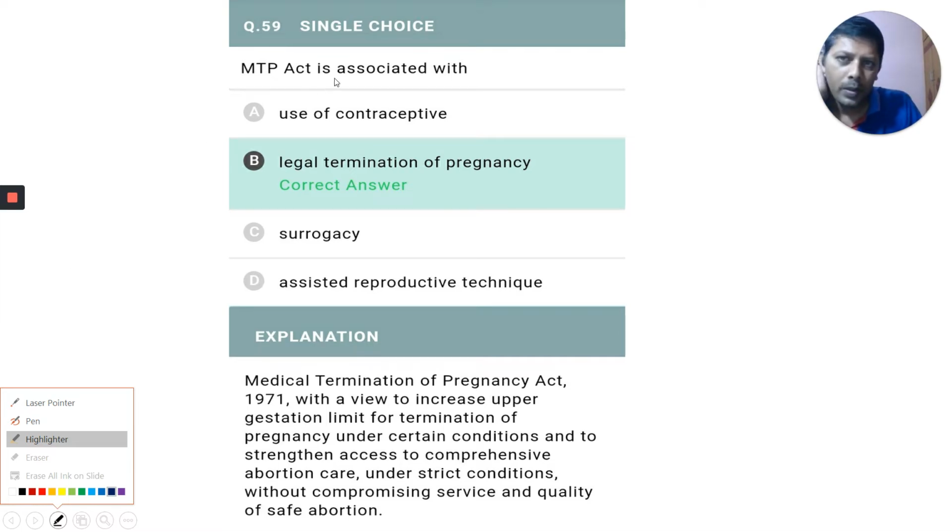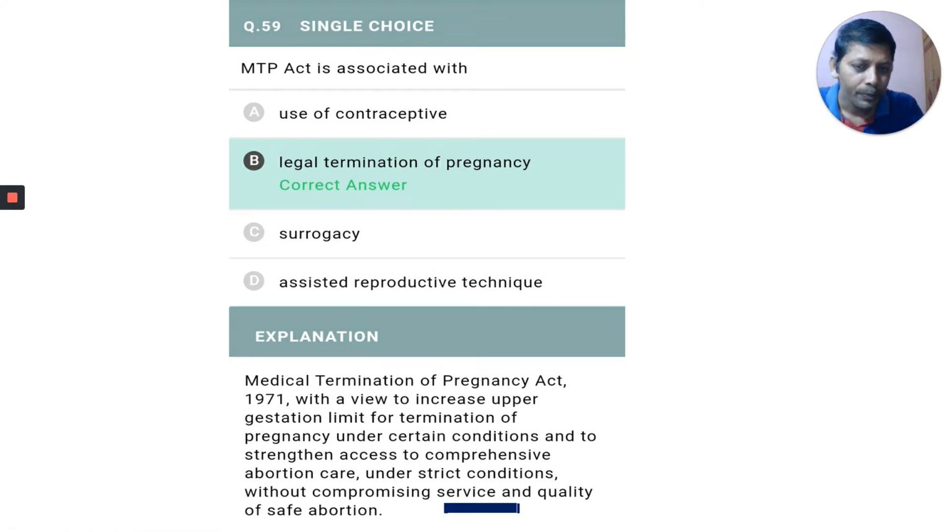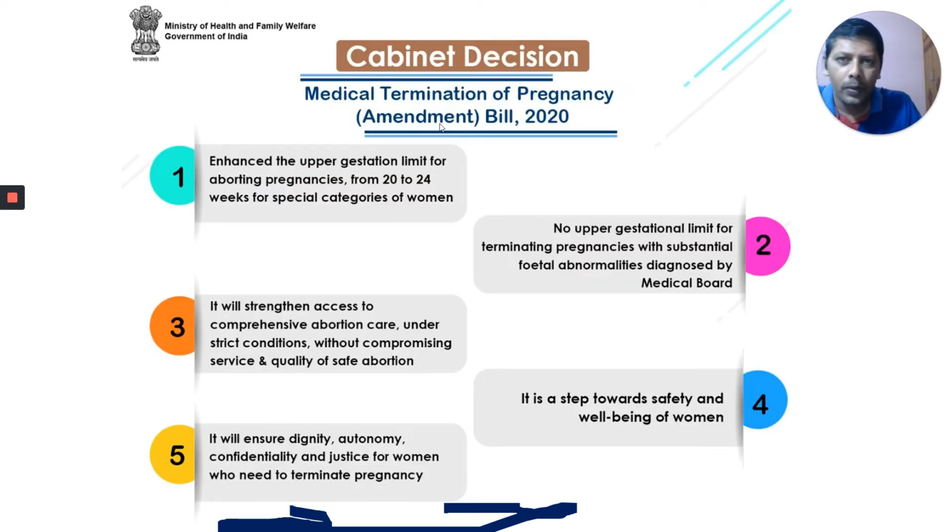Pregnancy Act 1971, with a view to increase the upper gestation limit for termination of pregnancy under certain conditions and to strengthen access to comprehensive abortion care under strict conditions without compromising service and quality of safe abortion. You can see here the cabinet decision: Medical Termination of Pregnancy Amendment Bill 2020. It is an important one. Note this down.